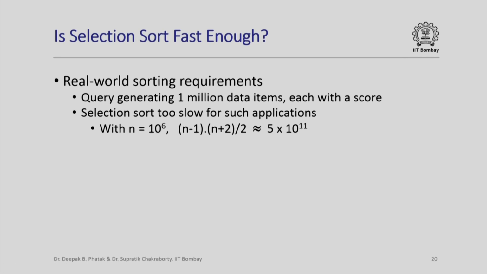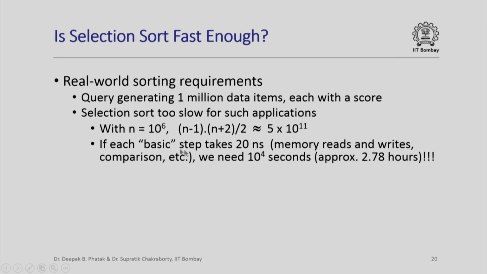Now remember, a basic step involves reading two elements of an array, comparing them, and perhaps updating some other variable. So there are actually memory reads and memory writes involved. If each basic step takes 20 nanoseconds, which is quite optimistic given today's technology, given the fact that a basic step involves memory reads and writes, possibly multiple, comparison, etc. But if you just take this ballpark estimate and multiply it with 5 times 10 raised to 11, you will require 10 raised to 4 seconds to execute that many basic steps. 10 raised to 4 seconds is roughly 2.78 hours.